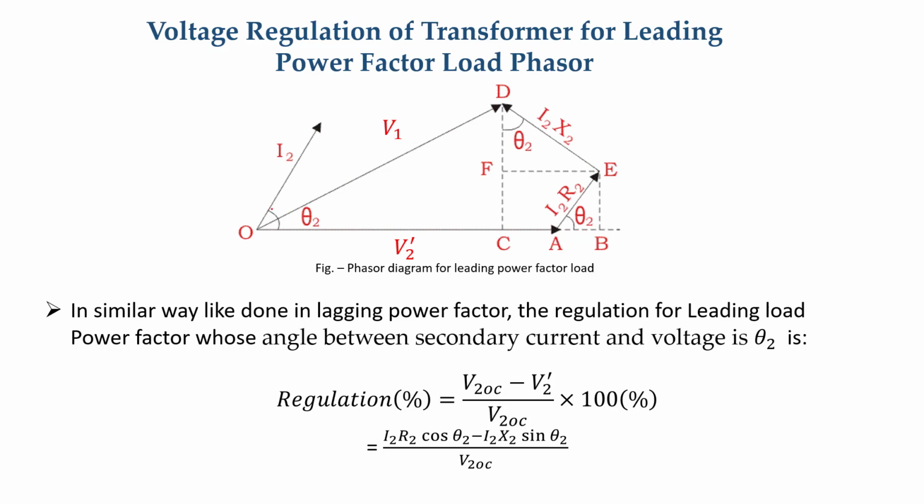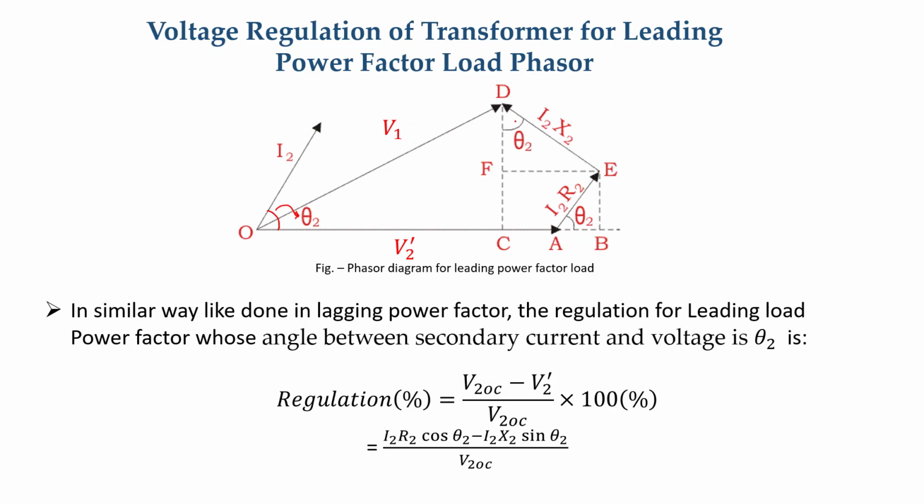In this case, leading power factor condition. Now this angle is theta. This angle is theta 2. Similarly, again if you draw the phasor diagram, this is the I2R2 phasor, this is the j I2X2 phasor, and V2 dash plus I2R2 plus j I2X2 will give us V1.